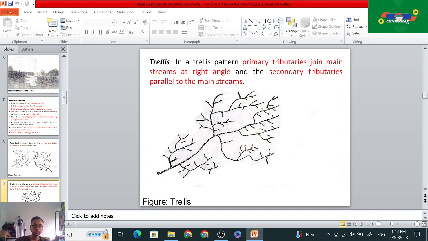Then trellis pattern: in trellis pattern, primary tributaries join the main stream at right angles, and the secondary tributaries run parallel to the main stream.